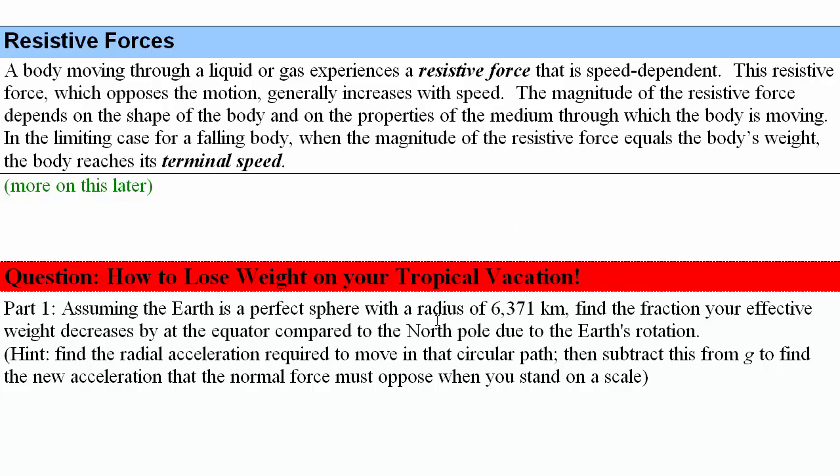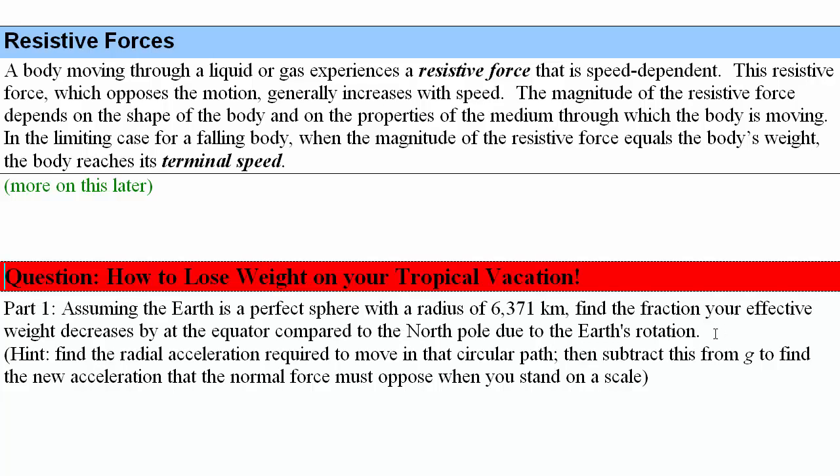Now for a question for today. How to lose weight on your tropical vacation. Sounds good. Part 1. Assuming the Earth is a perfect sphere with radius 6,400 kilometers, find the fraction that your effective weight decreases by at the equator compared to the North Pole due to the Earth's rotation.